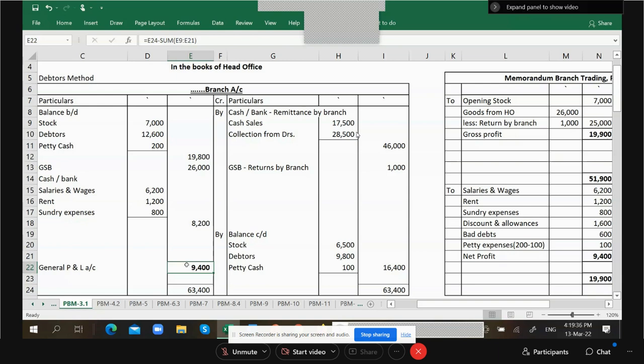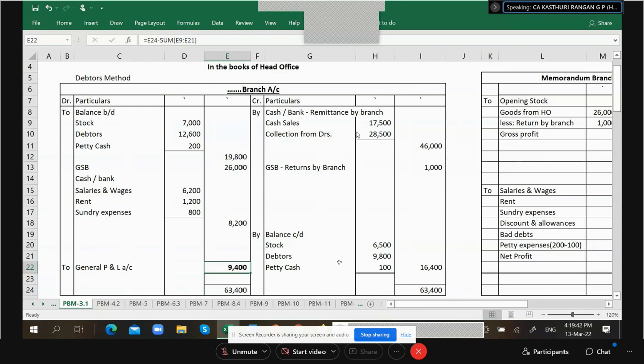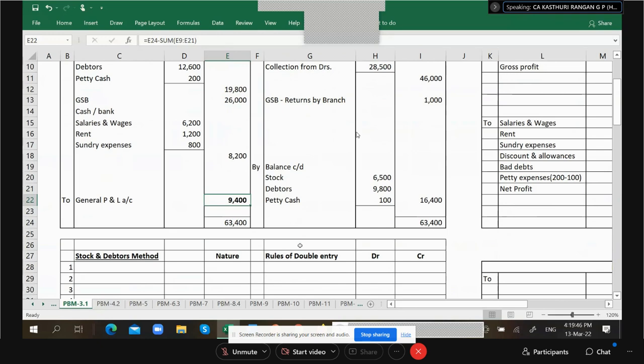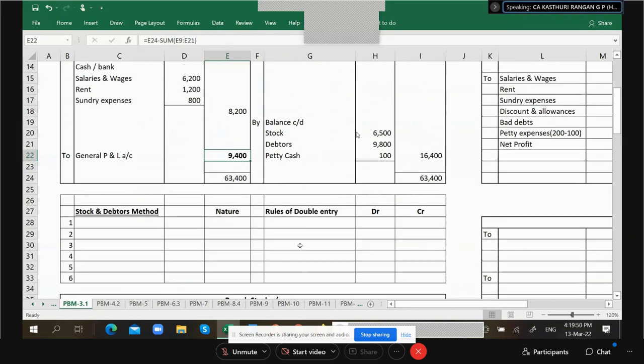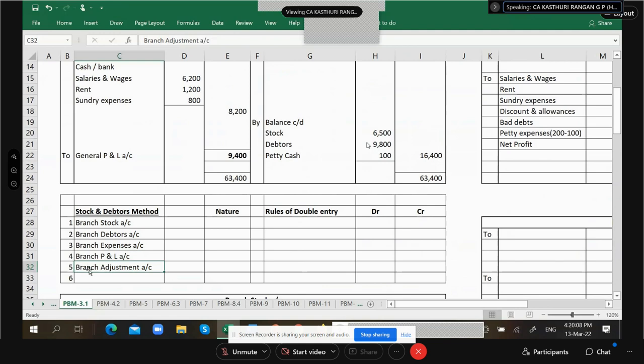Okay. Now, before I do a problem on the stock and debtors method, let me just explain that method so that when you come across it in the exam, it will be easy for you. Under the stock and debtors method, friends, you might know we have to prepare number 1, branch stock account. Number 3, expense account. Number 4, P&L account. Number 5, adjustment account. Number 6, goods sent to branch account or branch cash account.